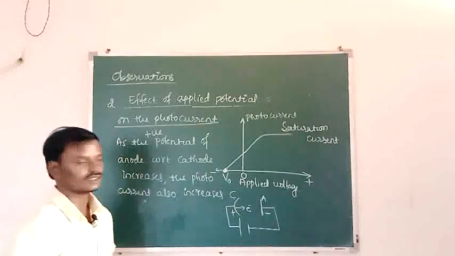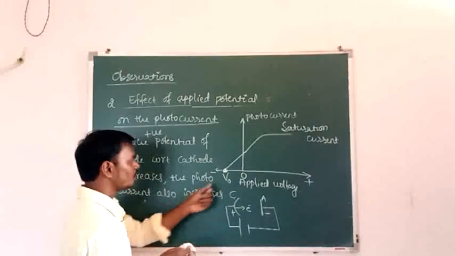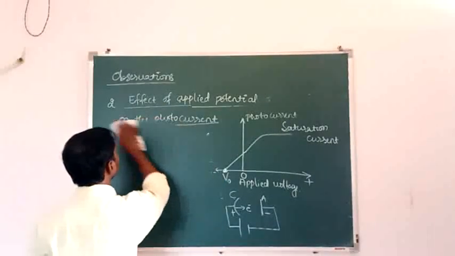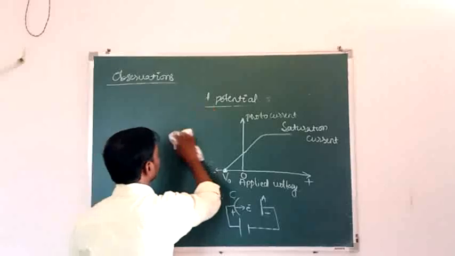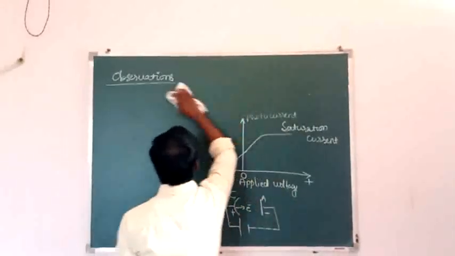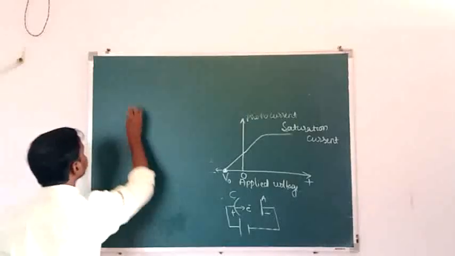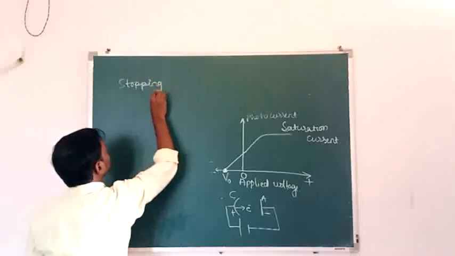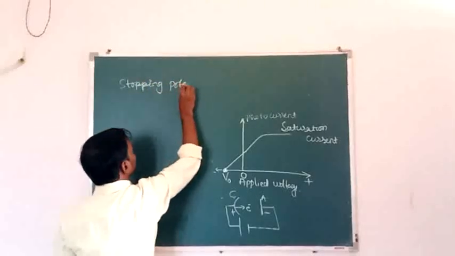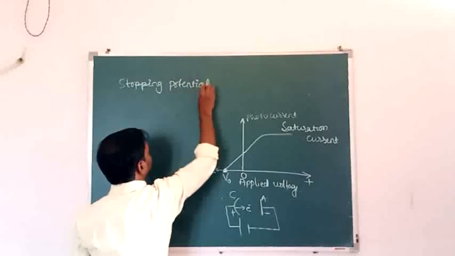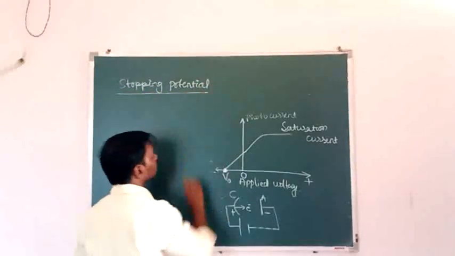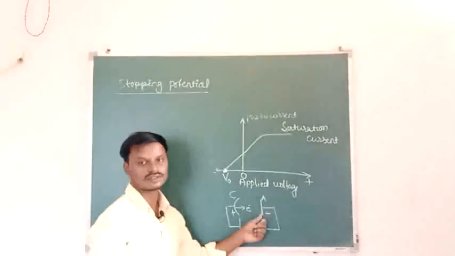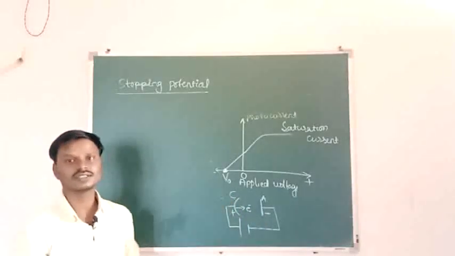So what about the third observation? Before that we have to know what we mean by stopping potential. This is a one mark question. Define stopping potential. Stopping potential is also called cutoff potential. Then what do you mean by stopping potential? It is the minimum negative potential of the anode for which the current in the circuit becomes zero.